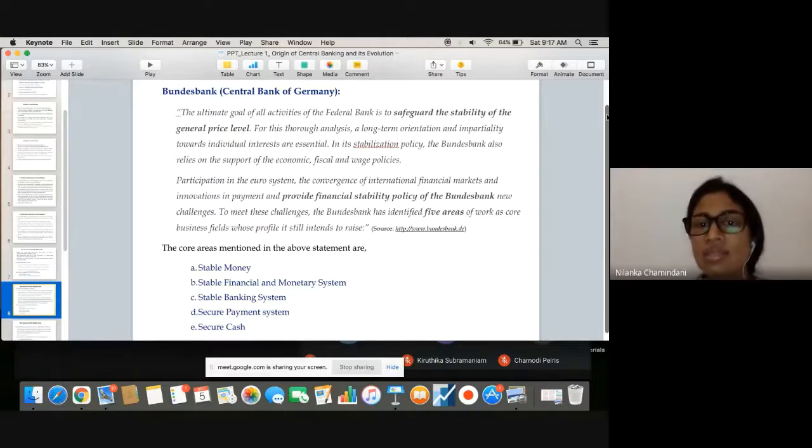In this stabilization policy, the Bundesbank also relies on the support of economic, fiscal, and wage policies. That is how they are going to have a long-term orientation in their policy creation, and also treat the individual interest. How are they going to support the economic, fiscal, and wage policies? Now I have to mention another concept, right? What are fiscal policies, wage policies, and economic policies?